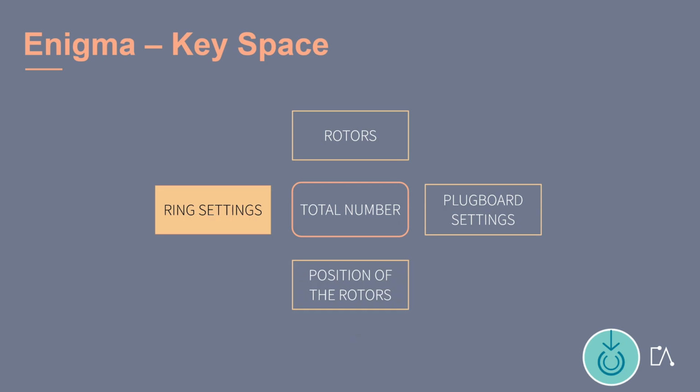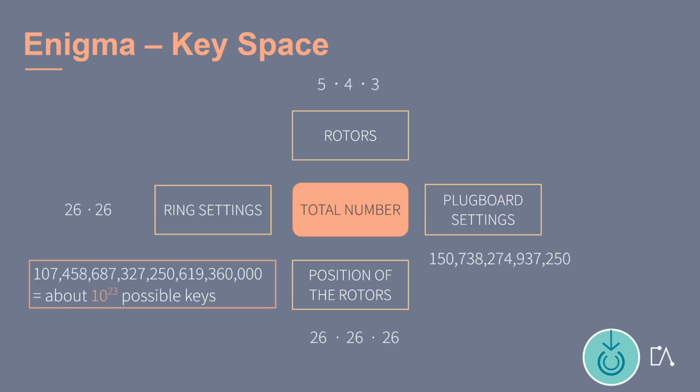For the right rotor, there were 26 possible ring settings to choose from. The same was true for the rotor in the middle. Since the ratchet and pawl mechanism of the left rotor had no effect, this rotor has no effect on the size of the key space. Multiplying all those numbers, we get a total of over 107 sextillion possible keys.